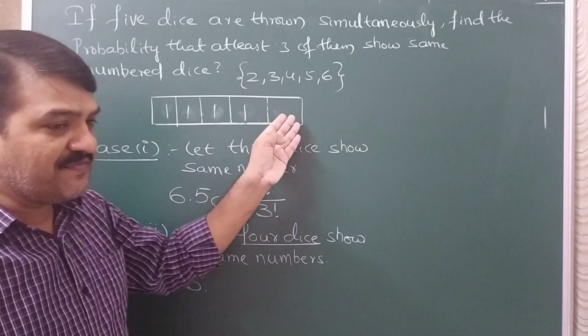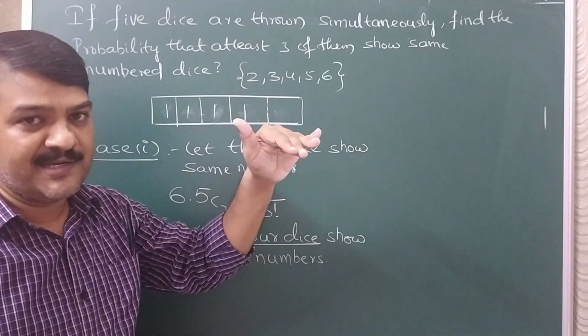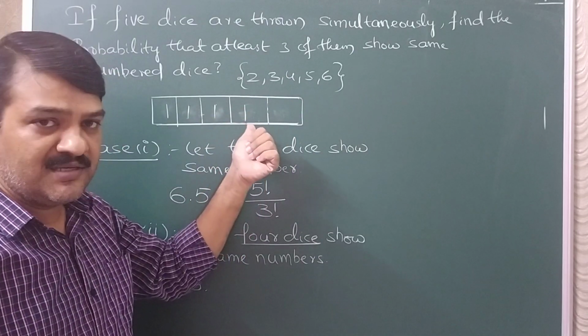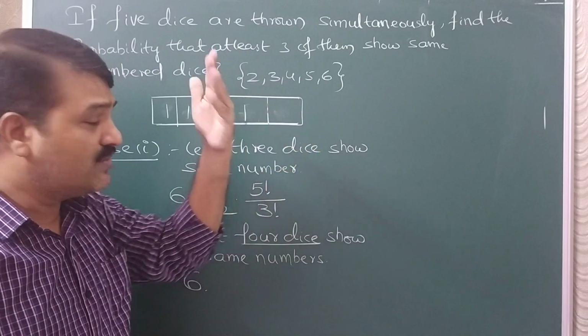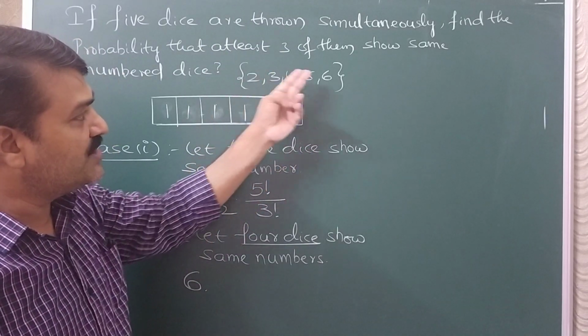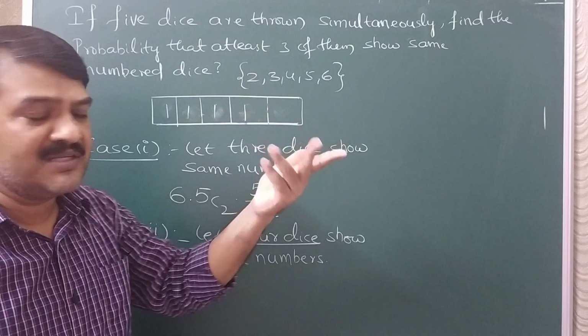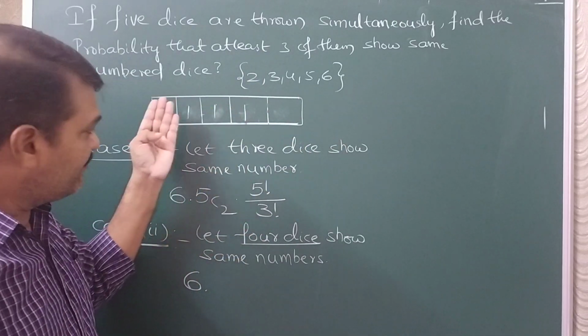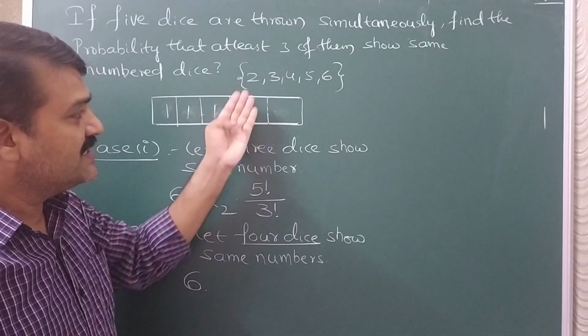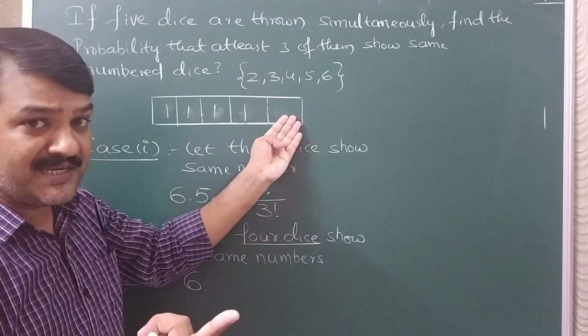That means on the 5th die you are going to take a different number, not this one. What different number will you take? From 2, 3, 4, 5, 6, you can take a different number. This is only an example. If 4 numbers are the same like this, the 5th die must have a different number.